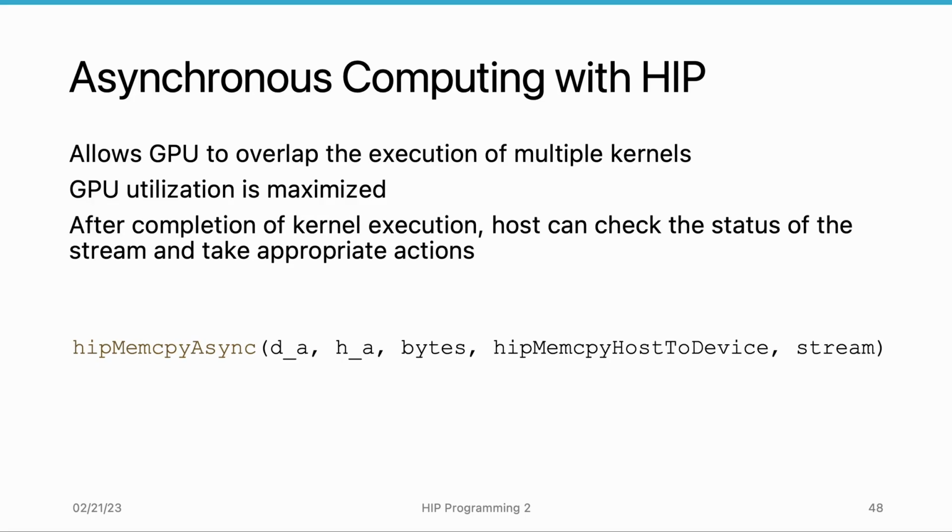hipMemcpyAsync is a function in HIP that allows for asynchronous memory copy operations between host and device memory. When we use the hipMemcpyAsync function, the memory copy operation is enqueued in a specified stream rather than being performed immediately. In this function, we must mention the source and destination memory addresses, the size of the data to be copied, and the direction of the copy, just like hipMemcpy, except that we also need to mention the stream in which the operation should be enqueued. Now we will explore how to incorporate HIP streams into our code, including the relevant functions and techniques.